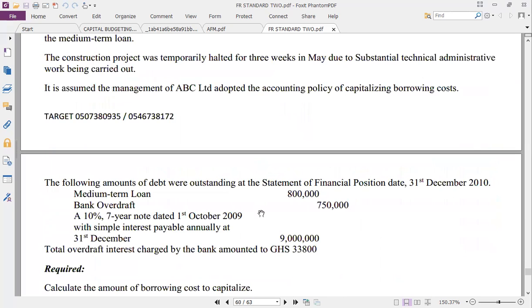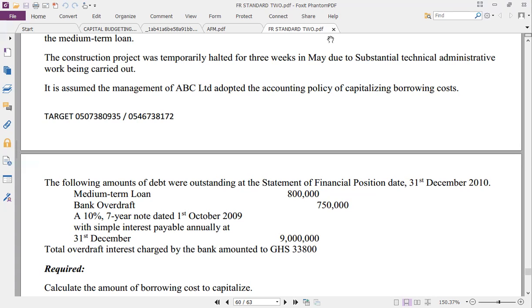The following amounts of debt were outstanding at the statement of financial position date. Medium-term loan, 800,000. Bank overdraft, 750,000. 10% 7-year notes with simple interest payable annually as at 31st December is 9 million. Total overdraft interest charged by the bank amounting to 38,800. So basically that is it. Now calculate the borrowing cost to be capitalized.